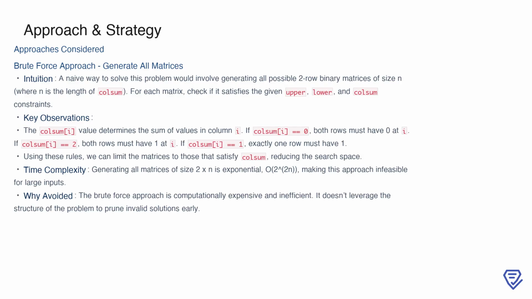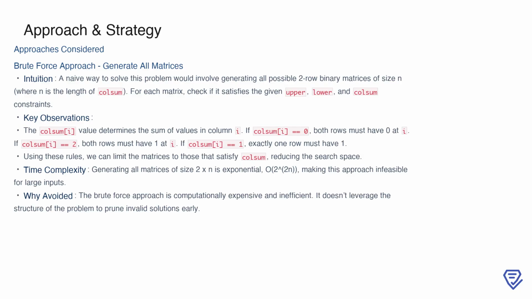However, some important observations can help us limit our search space. For example, if colsum[i] is 0, both rows in column i must be 0. If colsum[i] equals 2, both rows must be 1 in that column. And if colsum[i] equals 1, exactly one of the rows must be 1.